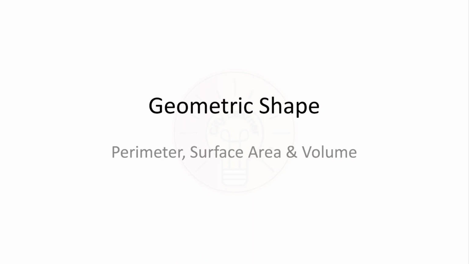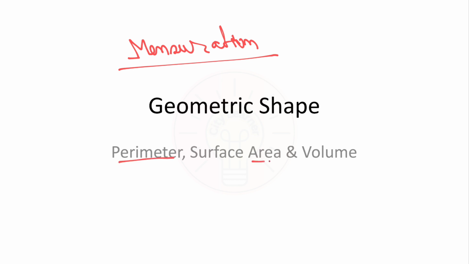In the last video we already discussed all the two-dimensional and three-dimensional geometric shapes. Today we are going to discuss how to measure the perimeter, surface area, and volume of these geometric shapes. In two-dimensional shapes, we can find the perimeter and area, and in three-dimensional shapes we can find the surface area and volume. All these calculations together we call mensuration. Mensuration is the calculation of these geometric shapes.